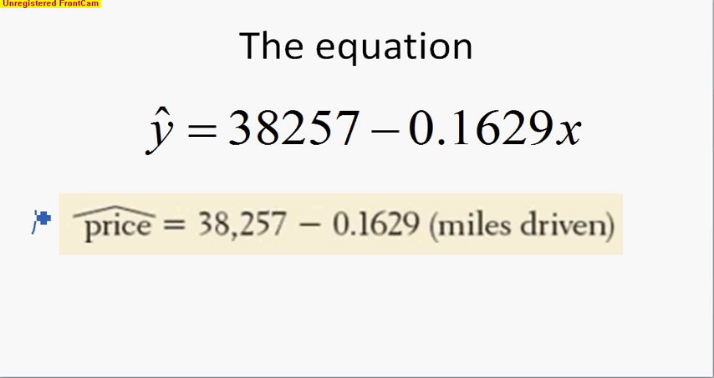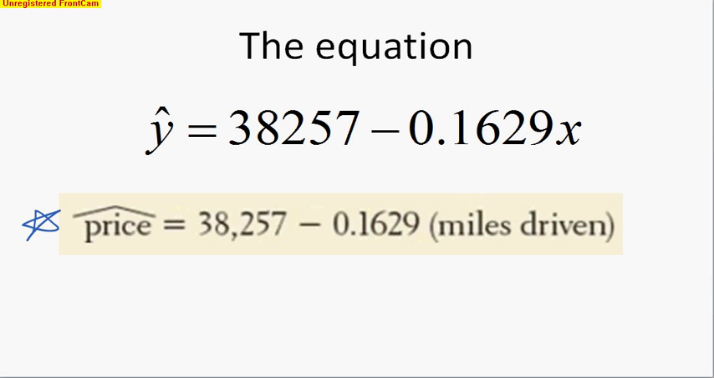A lot of times, students like to use words in place of x and y, which gives the equation some context. So instead of saying y hat, we say price hat. We put this big hat over top of price, the predicted price. And then instead of x, we write in parentheses the x variable, which is miles driven.